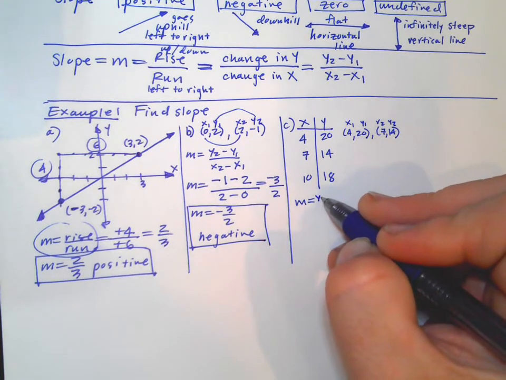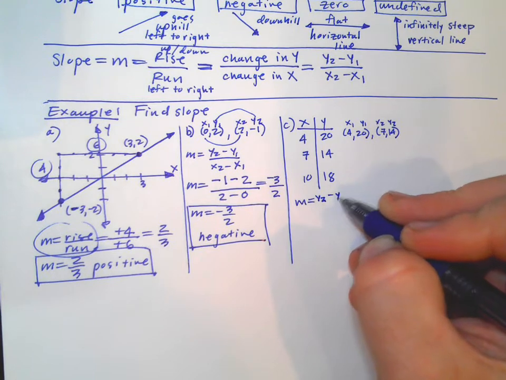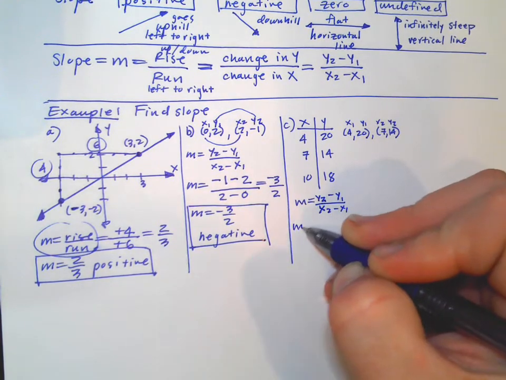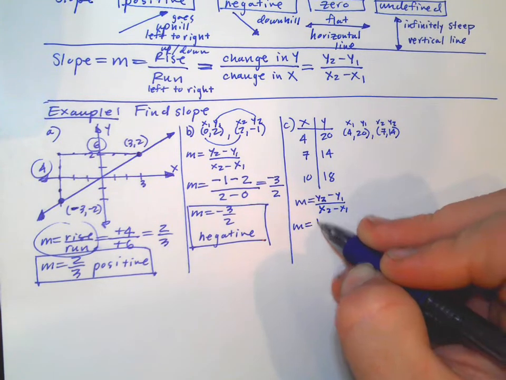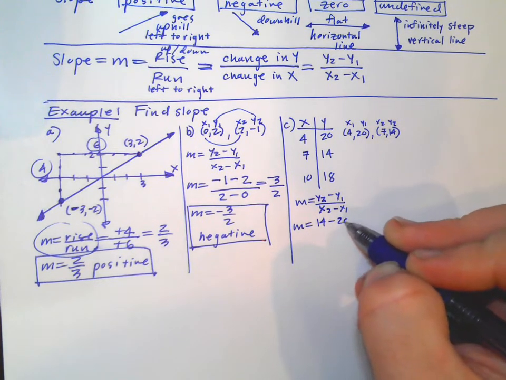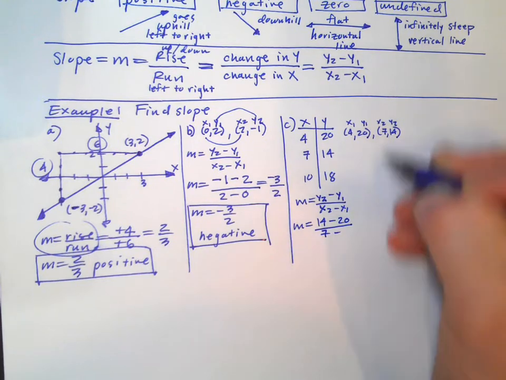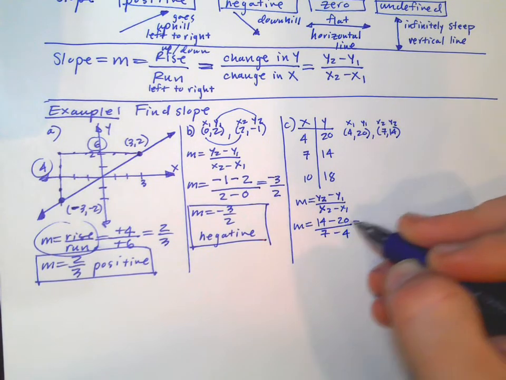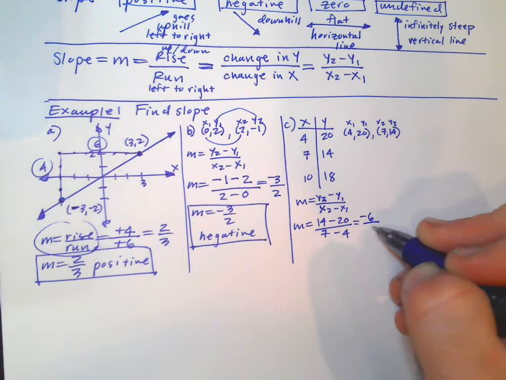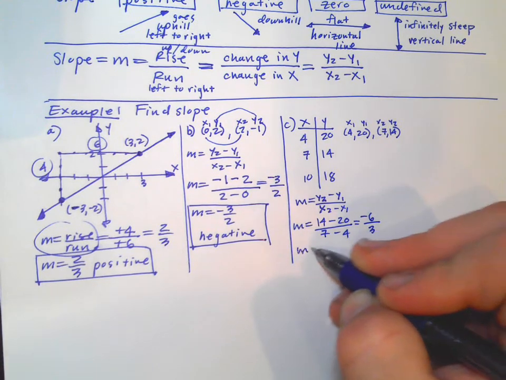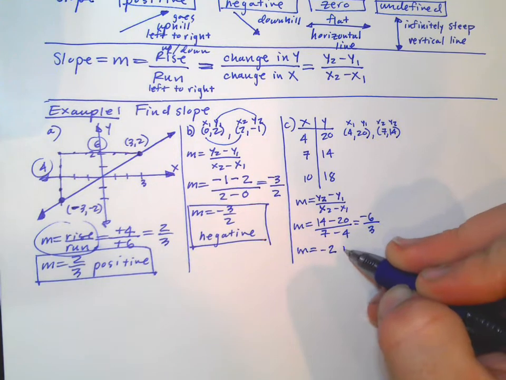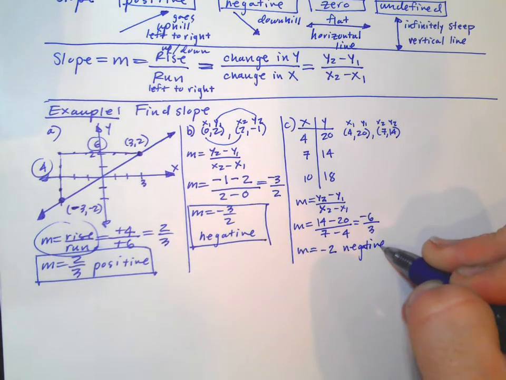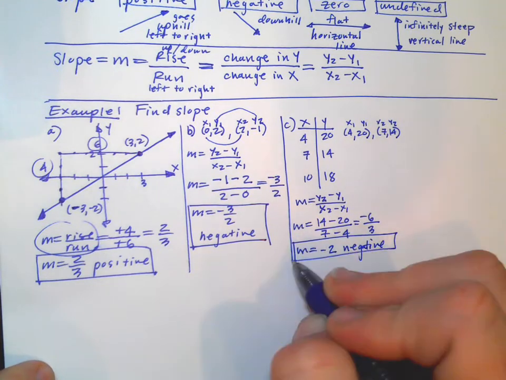So I'm going to go ahead and use this formula again. So y2, 14, minus y1, 20, over 7, x2, minus x1, 4. 14 minus 20 is -6 over 3. And your final answer is -2. And you get a negative slope.